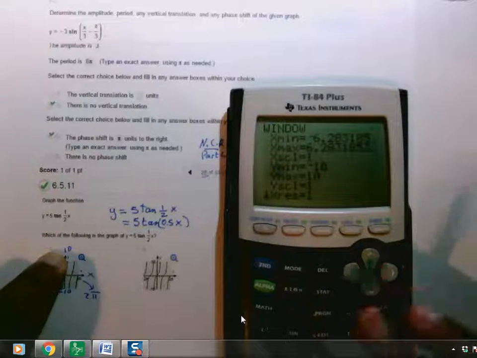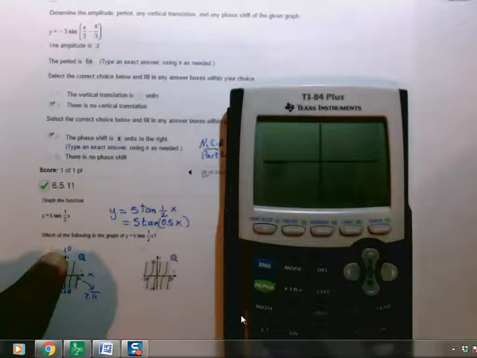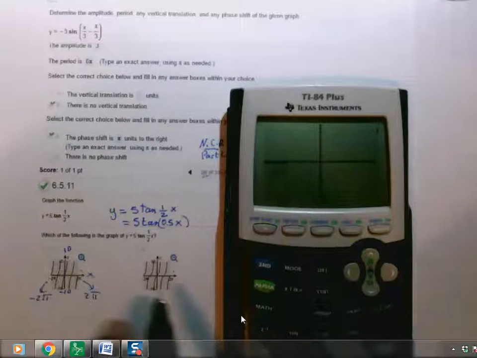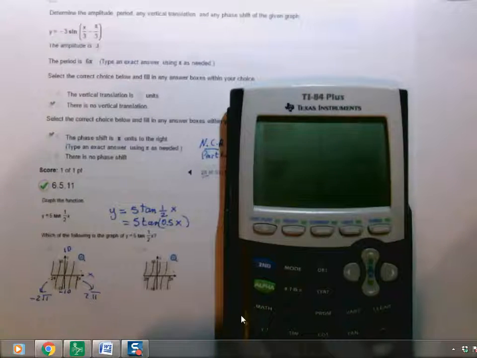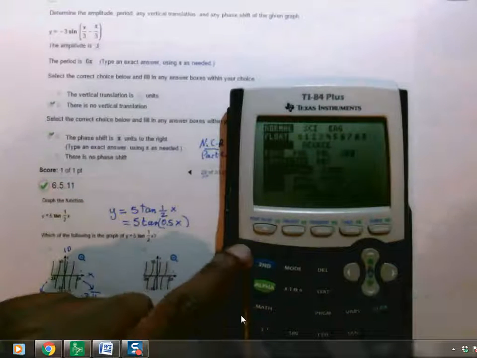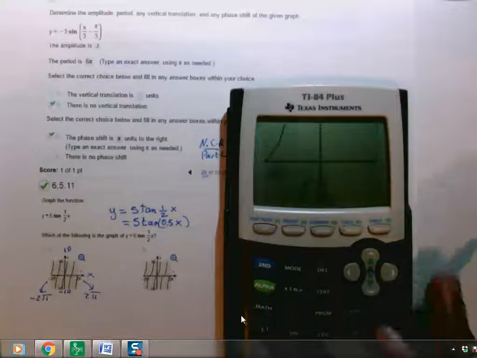Remember, I changed the mode to degree, and you will see that it won't work. So graph, and we have something weird. See, it doesn't look like any one of those answer choices. But if I change my mode back to radian, enter, and then go back to graph, you see that this is what we have.